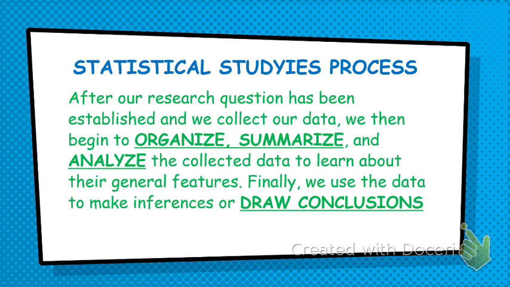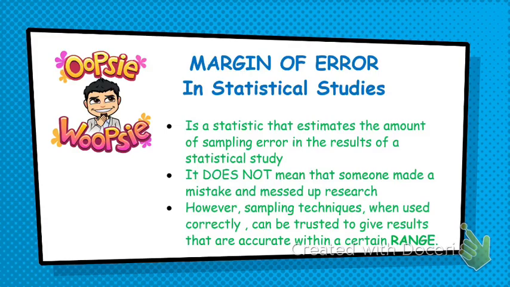One of the things that we need to consider as we're going through this process is the potential error or the inaccuracy of our data. So what's called margin of error? Margin of error is a statistic that estimates the amount of sampling error in the results of a statistical study. That does not mean that somebody made a mistake and messed up their research. These techniques, when used correctly, can be trusted to give results that are accurate within a certain range.